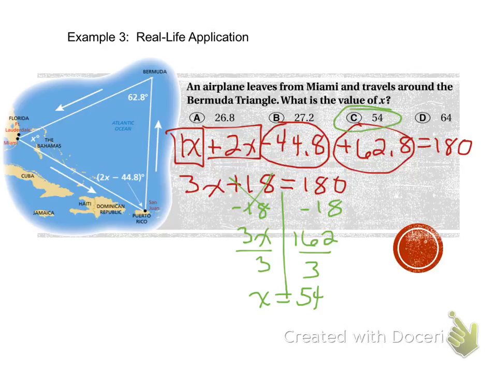The answer really was only asking what was the value of x. So this right here, let me use a little brighter color so you can see, is going to be 54 degrees. And this one right here, we're going to take 54 times 2 and subtract that 44.8. When we do that, we get 63.2 degrees.